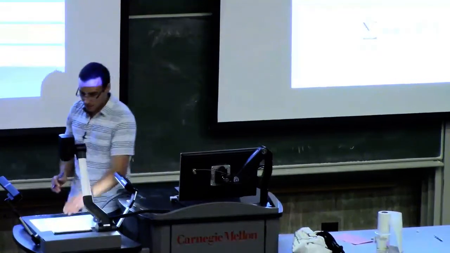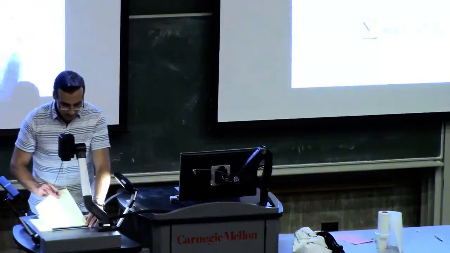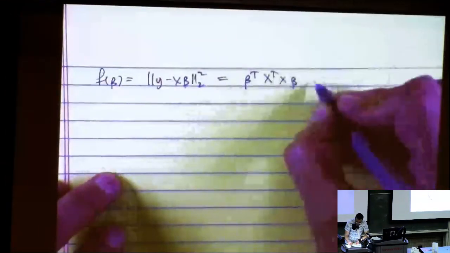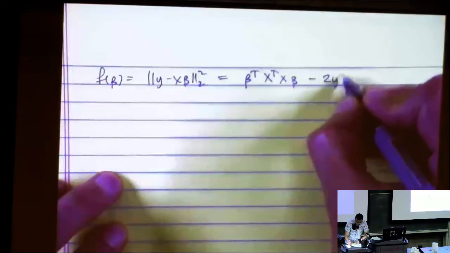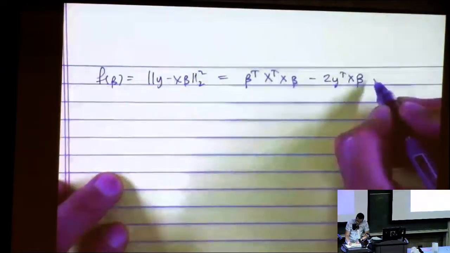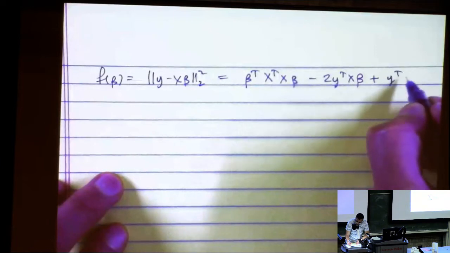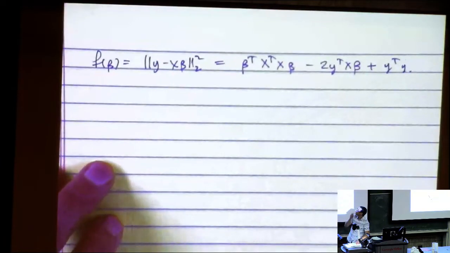So the only condition we know for uniqueness now is strict convexity, right? That's the only thing we know at this point. It's going to imply uniqueness. So the criterion function is the squared 2 norm of y minus x beta, and this is equal to beta transpose x transpose x beta minus 2 y transpose x beta plus y transpose y, if we expand it out.